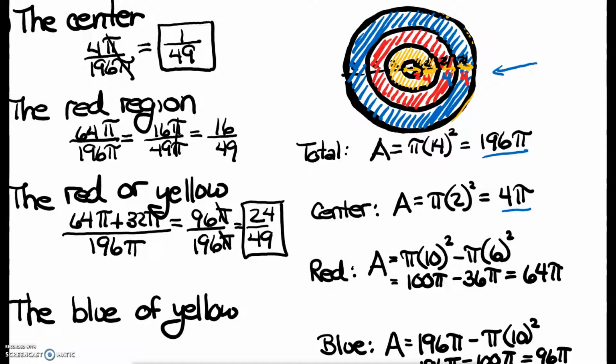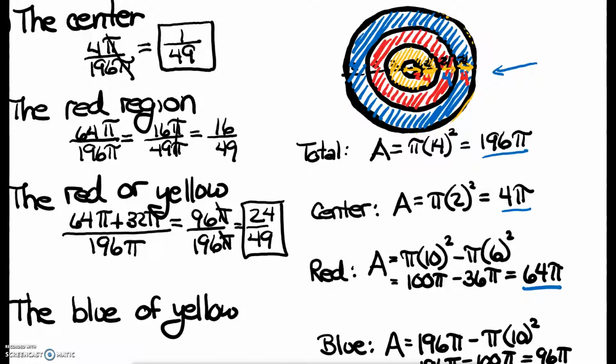I calculated the red portion of this to be the red circle, the whole red circle minus the whole yellow circle. So the red circle has a radius of 4 plus 4 plus 2, which is 10. And the yellow circle has a radius of 4 plus 2, which is 6. So I subtracted their areas to get 64 pi.